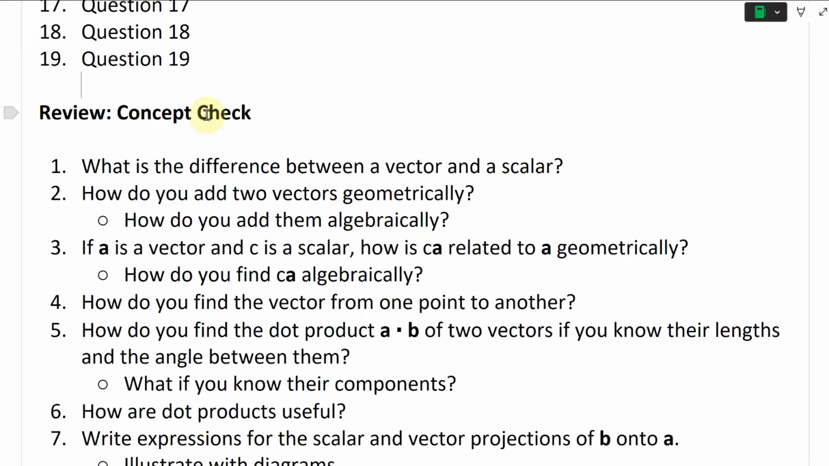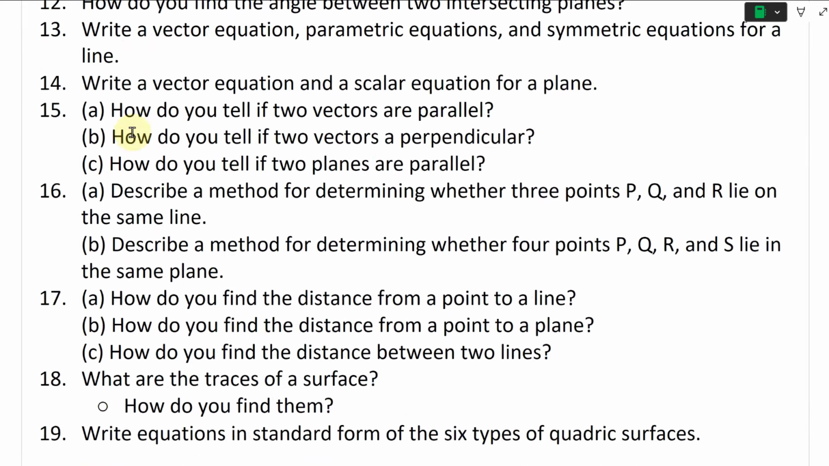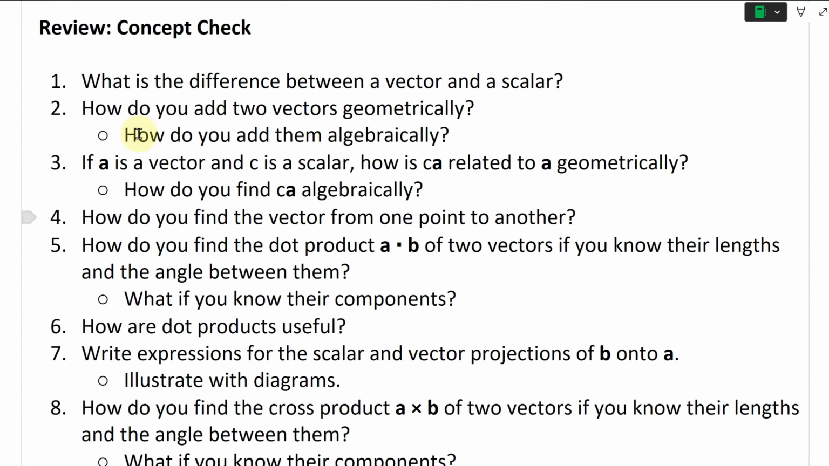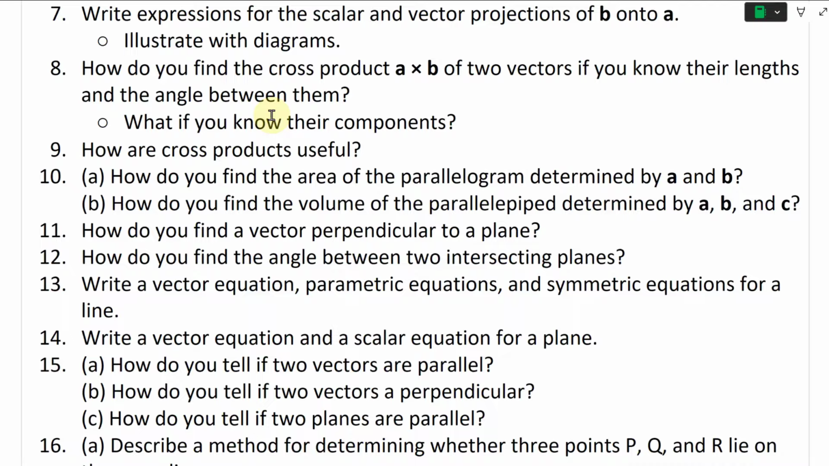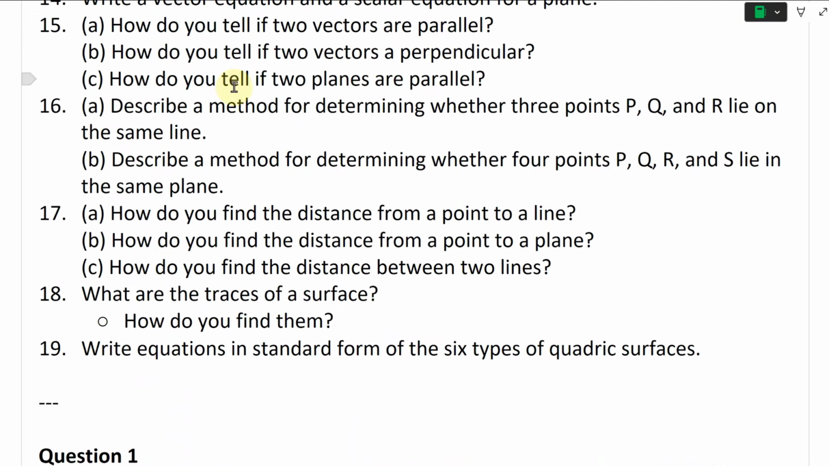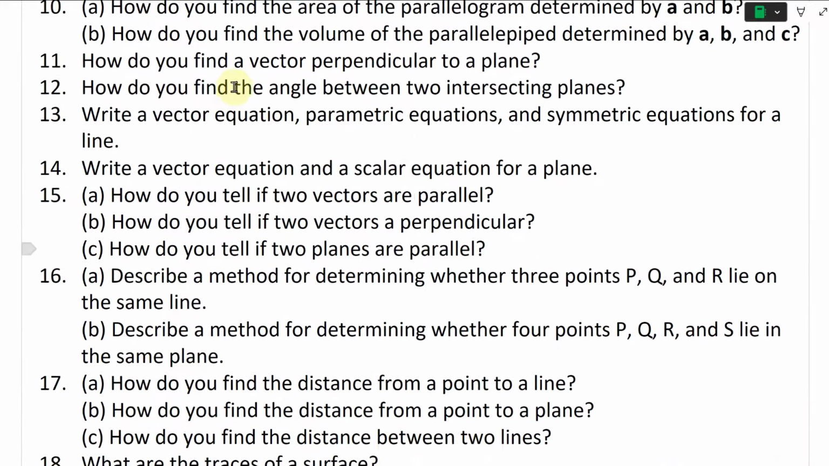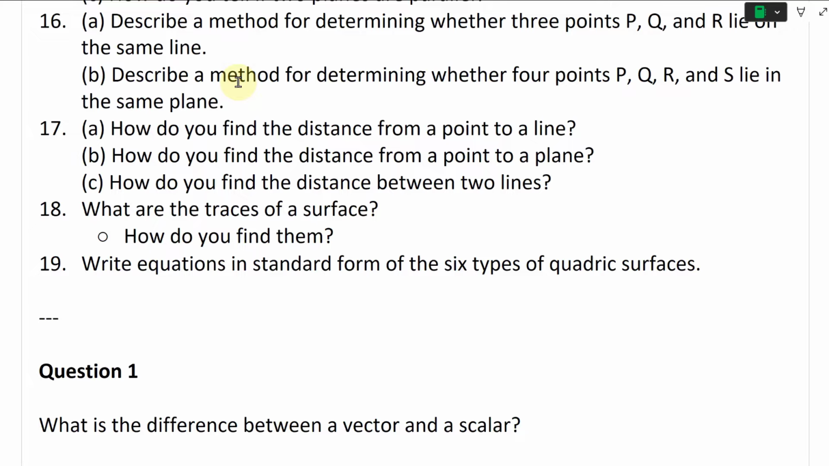So, review, concept check. Here are all 19 questions. I put them all here in case you want to either pause the video or download the notes and look at them and try to solve them yourself. Here I'm just scrolling so you can see them all. You can pause the video, read them, try to solve them and see how well you did, because I'm going to go over the solutions right now.